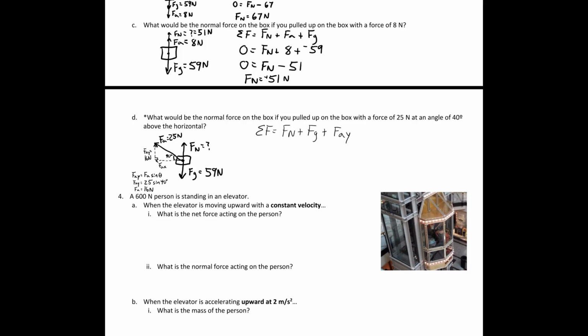All right. You're still at rest in the Y direction. It doesn't say you're pulling it upward and it's leaving the table. So in the Y direction, you're not accelerating up or down. Okay. You're looking for the normal force. Fg is equal to 59 newtons in the negative direction. And Fay is 16 newtons in the positive direction. So 0 is equal to Fn minus 43 newtons. So the normal force, you add that to both sides, you get 43 newtons.